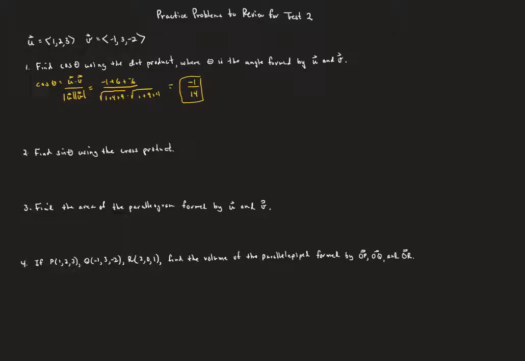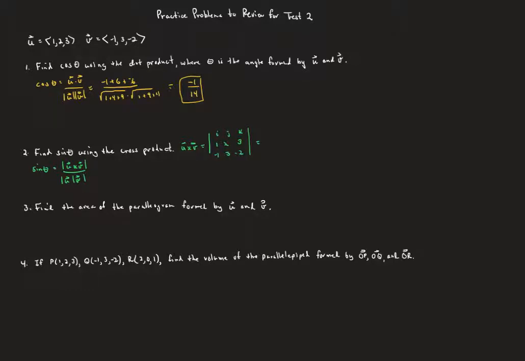See if we can find sine theta using the cross product. So if you remember, or you need to know, that sine theta is going to be the magnitude of u cross v over the magnitude of u times the magnitude of v. So we need that cross product. So u crossed with v, we're going to do this 3 by 3 determinant, where the first row is going to be i, j, k, then u is going to be the second row, 1, 2, 3, and v will be the third row, negative 1, 3, negative 2.